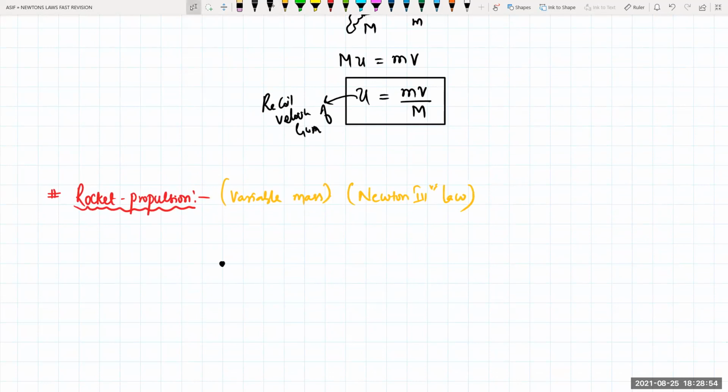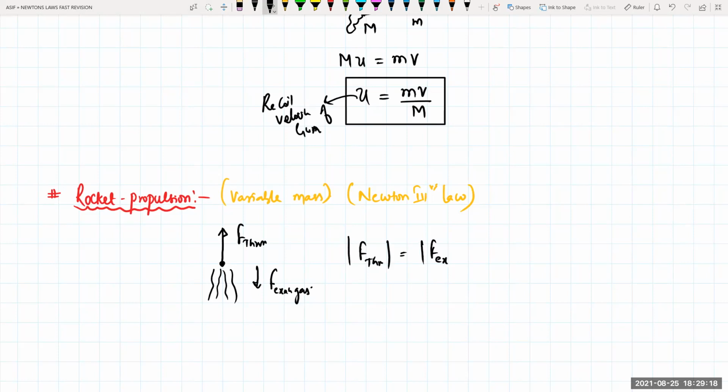When the rocket is being fired, this is the thrust with which it will be going up, and the gases are coming in the backward direction. So this is the force due to the exhaust of the gas. If the force due to the thrust is equal to the force due to the exhaust of gas in magnitude, that is the reason it goes in the upward direction.